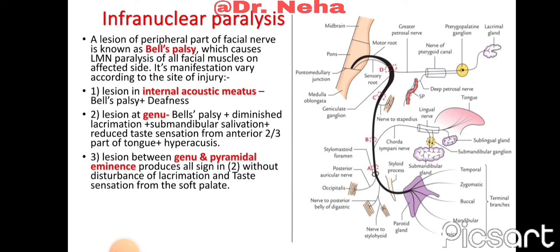Then the third one is a lesion between the genu and pyramidal eminence, which produces all signs given in the second point without disturbance of lacrimation and taste sensation from the soft palate, because the branches for lacrimation and the taste sensation from the soft palate are emerging before the genu part. So this escapes these structures.